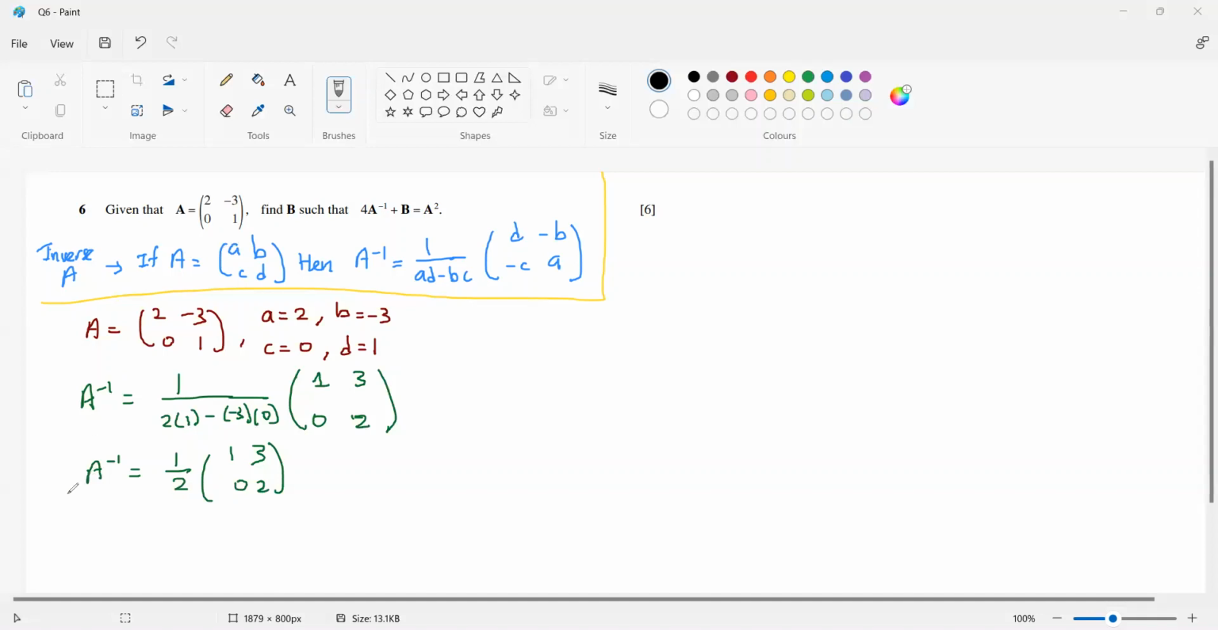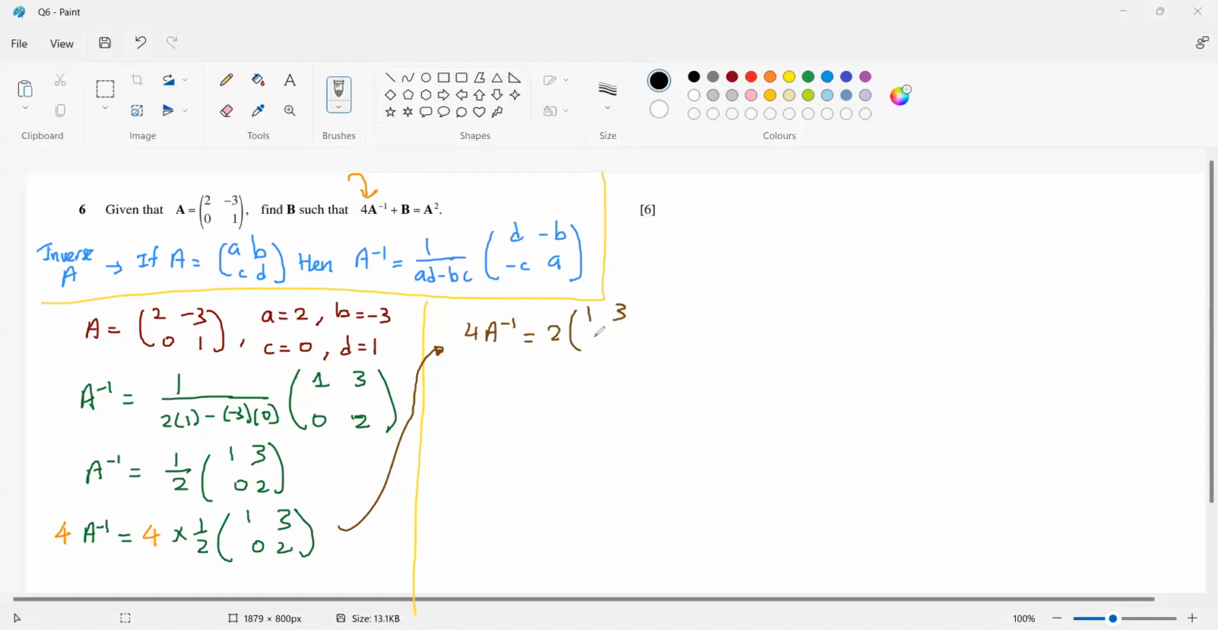The reason for multiplying by 4 is this final line here, because it has to do with 4 times the inverse. So you can just times the 4 accordingly. Meaning that 1, 3, 0, 2 is multiplied by 4. So this becomes 4 times A inverse, this becomes 2, then 1, 3, 0, 2. Okay, let's multiply. Half times 4 is 2.